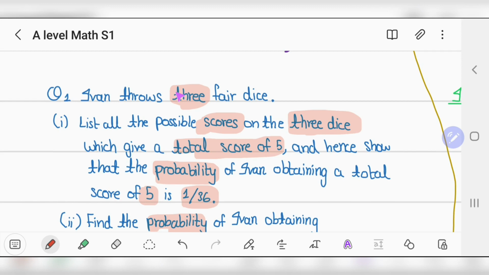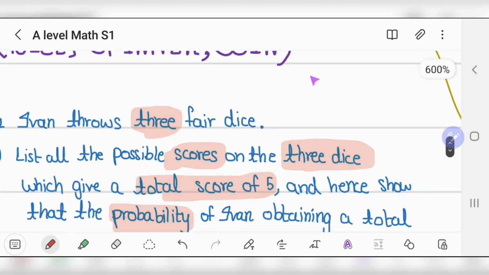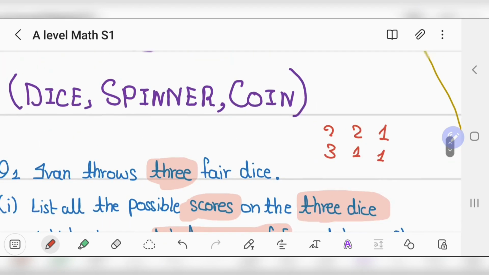Okay. Evan throws 3 fair dice. List all the possible scores on the 3 fair dice which give a total score of 5. It could be in this way, right? 2, 2, 1, all of them, and you'll get 5. Or we could have 3, 1, 1, and yeah, that's it. But we could also get it in this way.